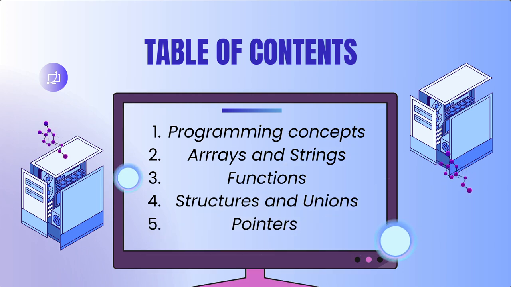So, this is the table of contents in our syllabus for the second semester of the first year CSE. The chapters include programming concepts, which is the first chapter and includes the basic concepts, and arrays and strings, the second chapter. The third chapter will be functions, the fourth chapter is structures and unions, and the fifth, the last one, is pointers. Now let's start with the first chapter.